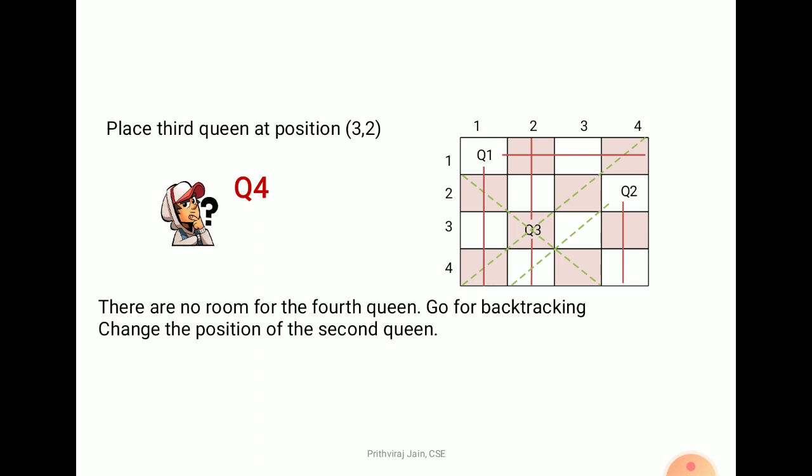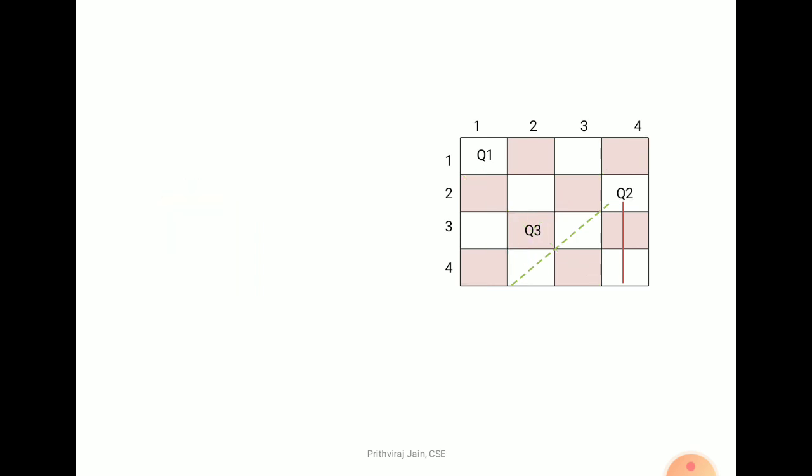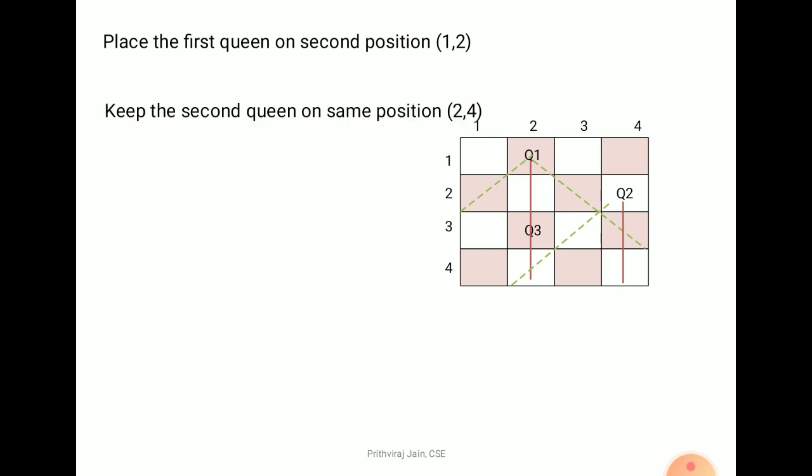Now instead of changing the position of q2, we have to change the position of q1. Let us change the position of q1 to the next position, that is 1, 2. Along the same column and same diagonal we can't place any further queens. But q2 is in a safe position because q1 cannot attack q2. Let q2 be in the same position, but we have to change the position of q3 because q3 is under attack by q1. So let us change the position of q3 to 3, 1.